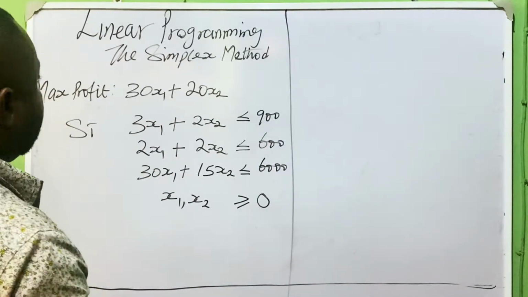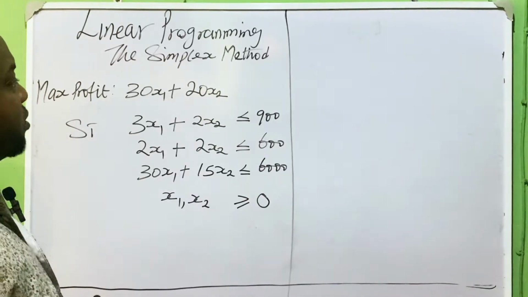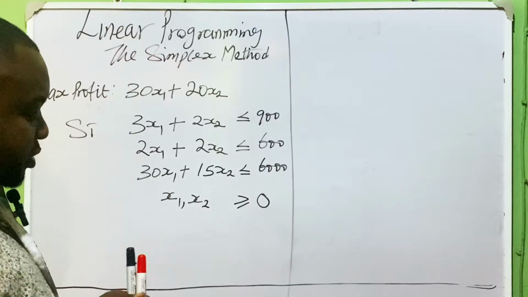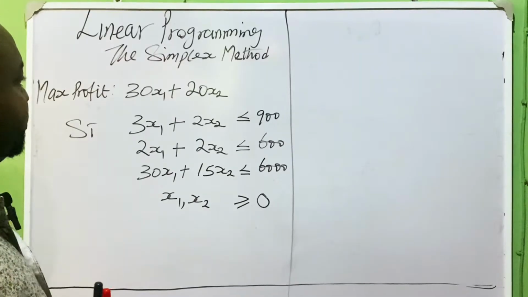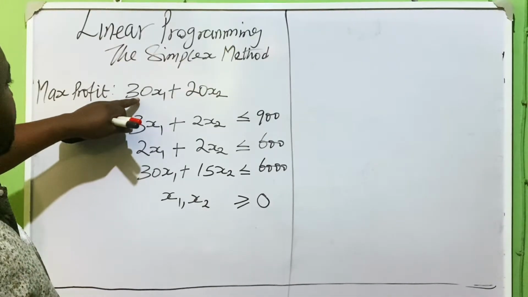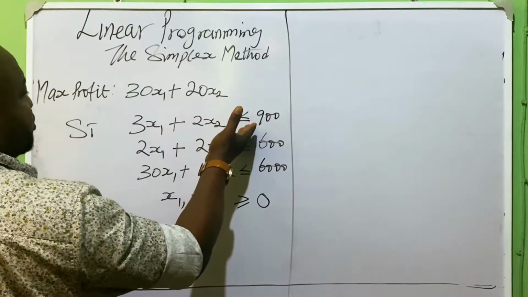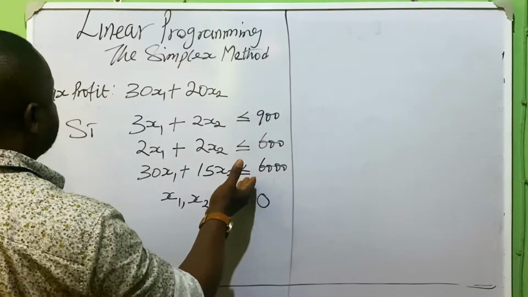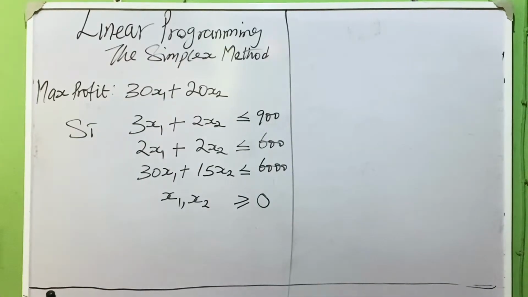So now we want to look at how to begin setting out the program proper. The first thing we do is to standardize the model. As we can see, we have all of them as less than or equal to inequalities, and that tells us how to modify the model and standardize it.